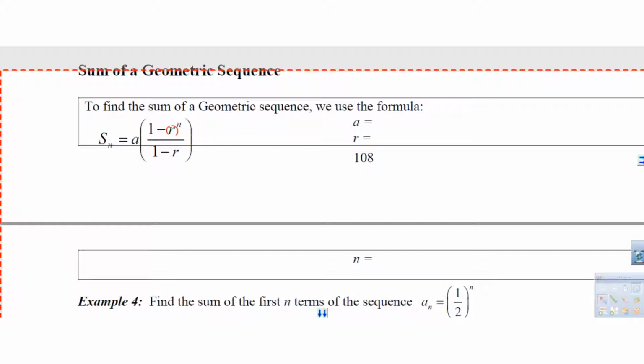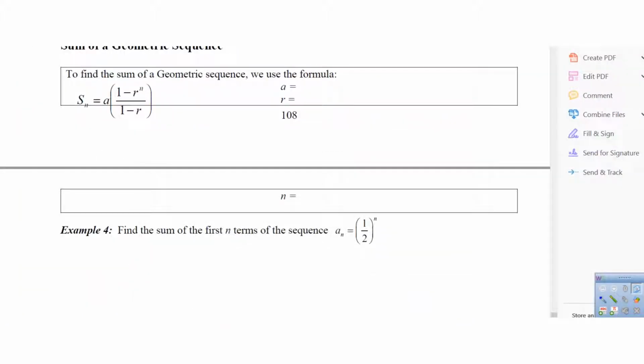Okay, so the sum of the first n terms is A, everybody write down first term. R stands for the common ratio. And n stands for the number of terms being added. Okay? All right, so let's look at example 4.